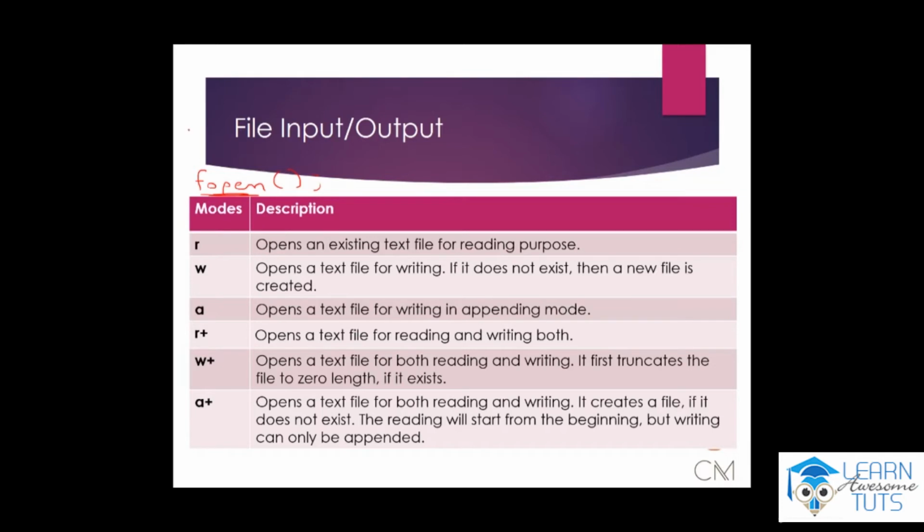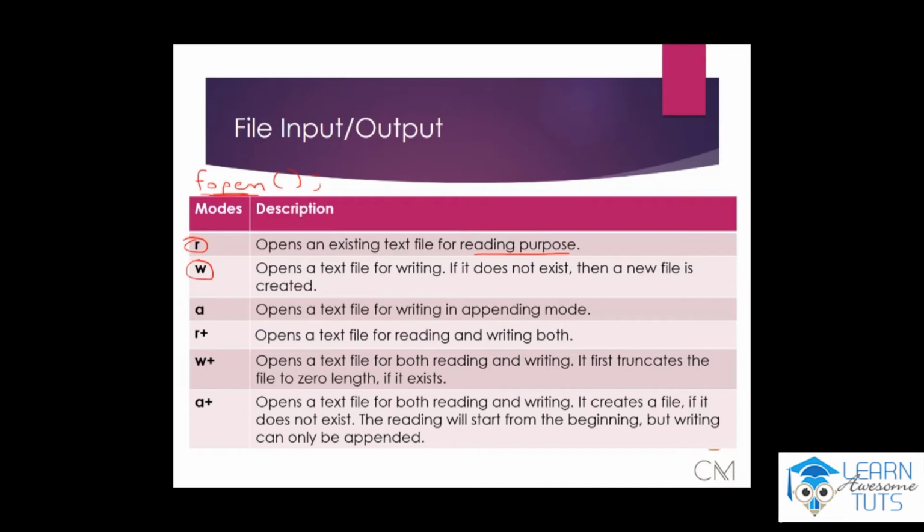So the first mode is the read-only mode. As you can see right here, we have the R, which means that we open an existing text file for reading purposes and only reading purposes. With the W, we open a text file for writing. If the file does not exist, then a new file is created, and then the program will start writing content from the beginning of the file. If this file has content, the content will be erased, will be overwritten.